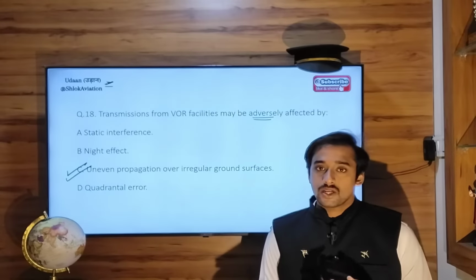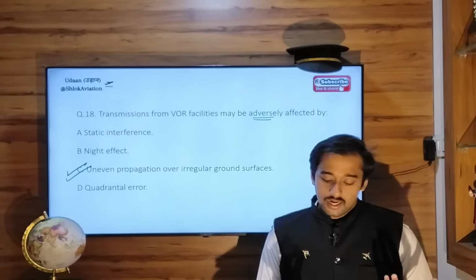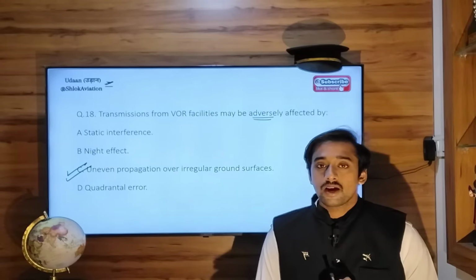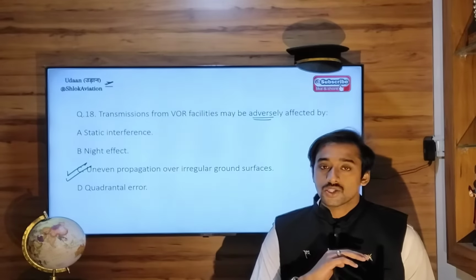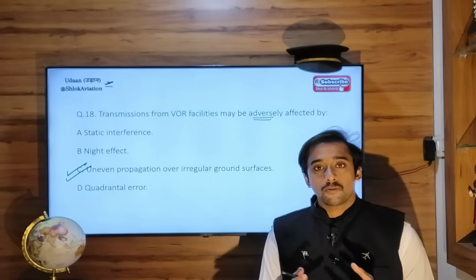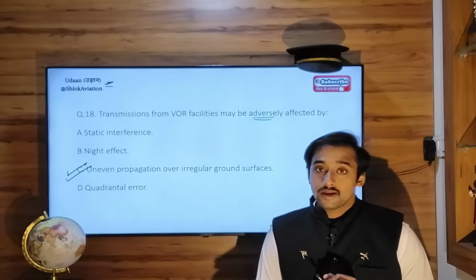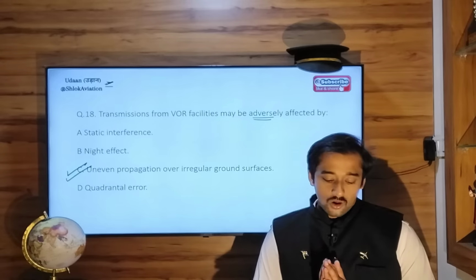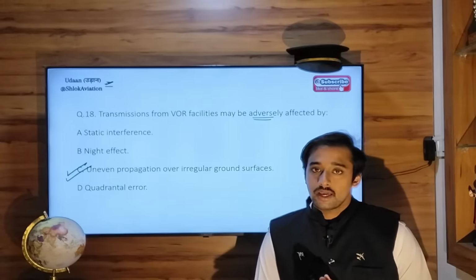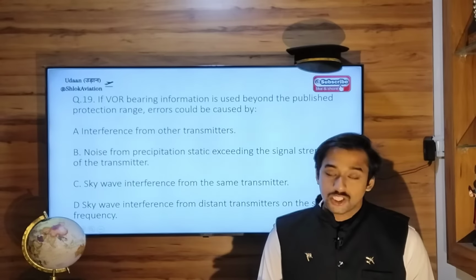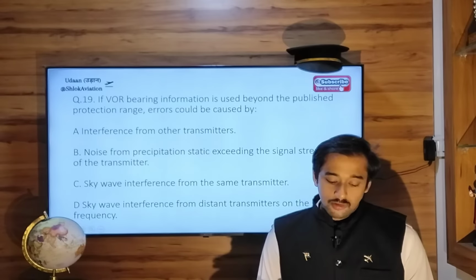That means if a VOR station is surrounded by uneven topography, that is, there are mountains, plains, and all that, the signal will have difficulty following a straight line path across this uneven topography, and therefore propagation errors can be generated. So uneven propagation over irregular ground surface is the error of VOR. Other errors are for NDB. So let's go to question 19. If VOR bearing information is used beyond the published protection range, errors could be caused by what?